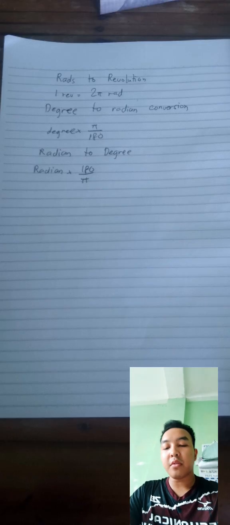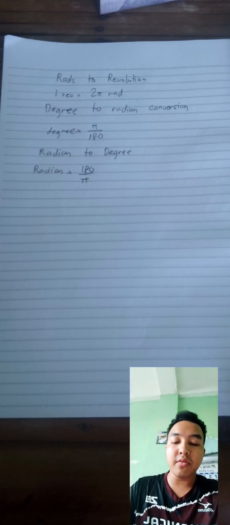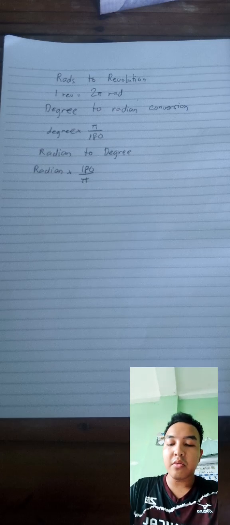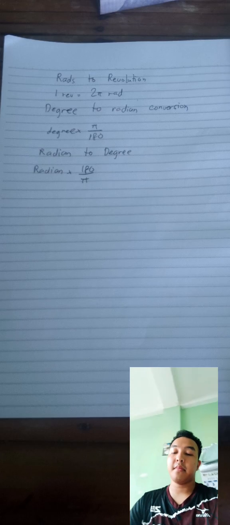Radians to revolution conversion: 1 revolution is equal to 2 pi rad. For degree to radian conversion, we multiply the degrees by pi over 180. And for radian to degree, we multiply the radians by 180 over pi.